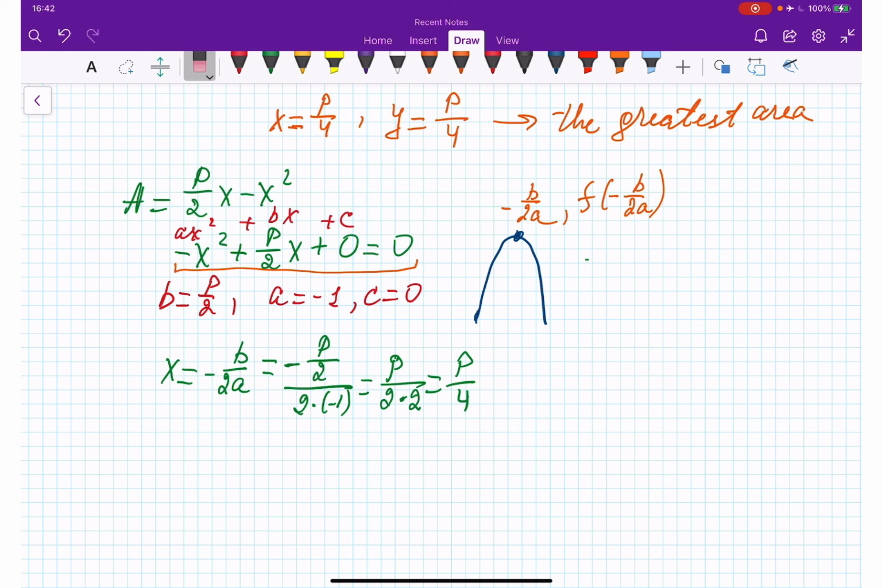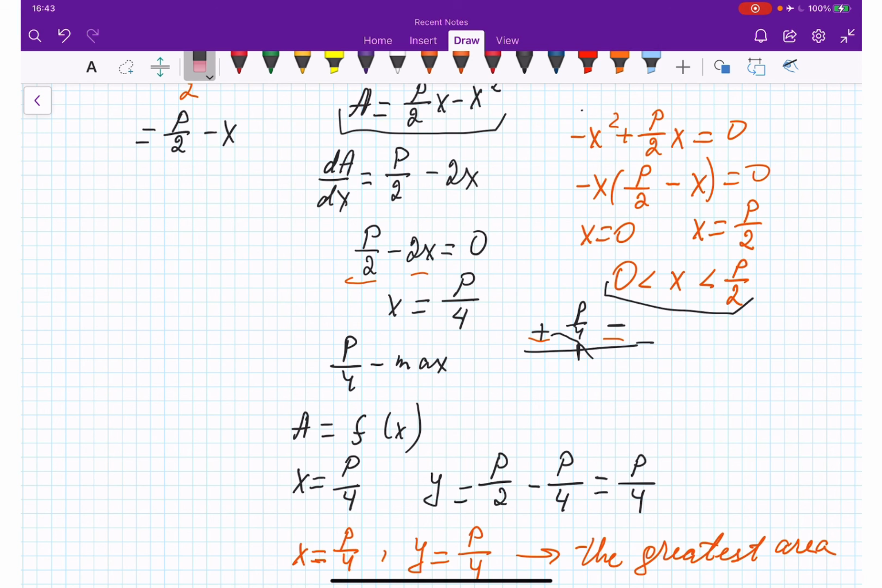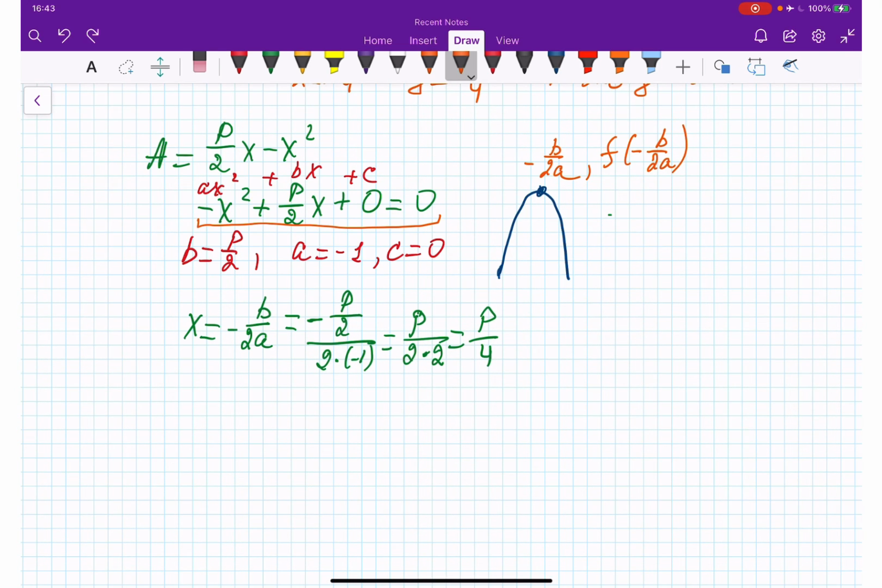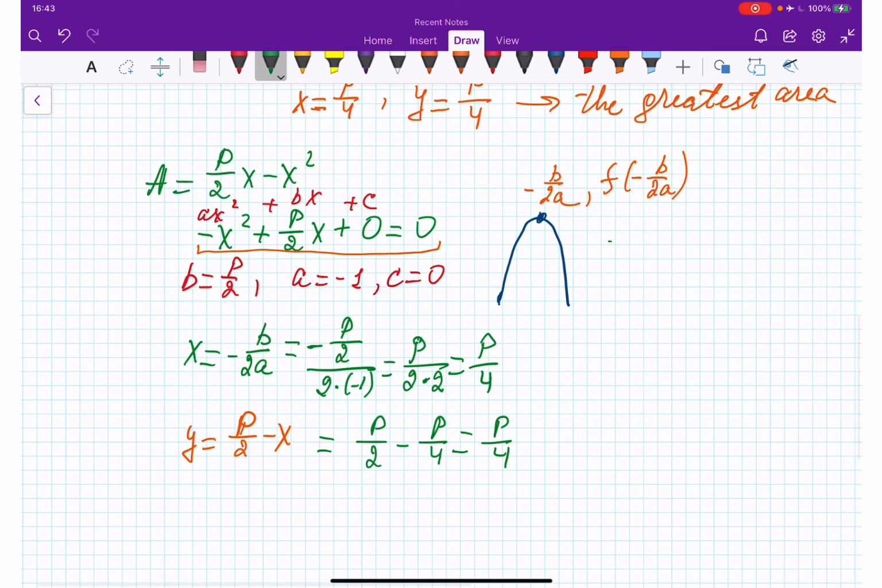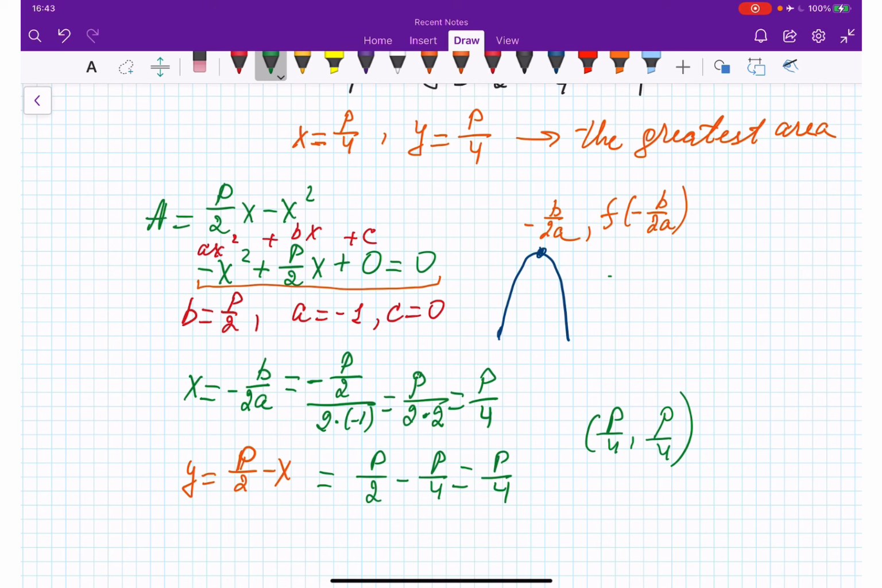Now let's find y also. Here is our y. Y is equal to P over 2 minus x. Let me write it down. Y is equal to P over 2 minus x, which means it's equal to P over 2 minus P over 4, and it's going to be equal to P over 4. And the maximum is going to be P over 4 and P over 4, exactly the same information we got in calculus.